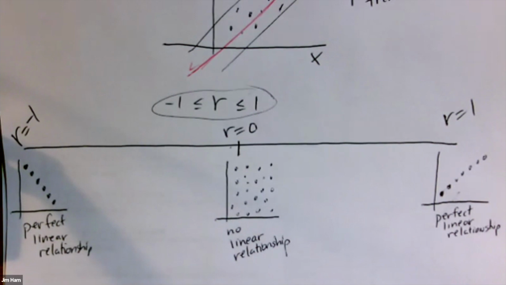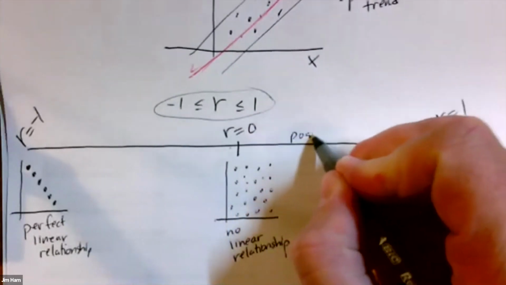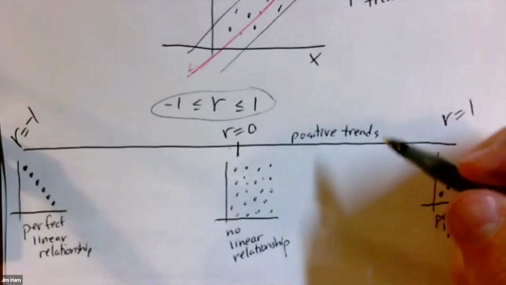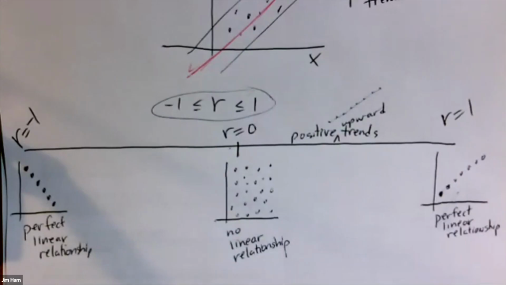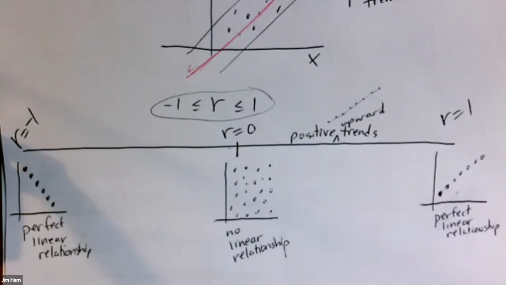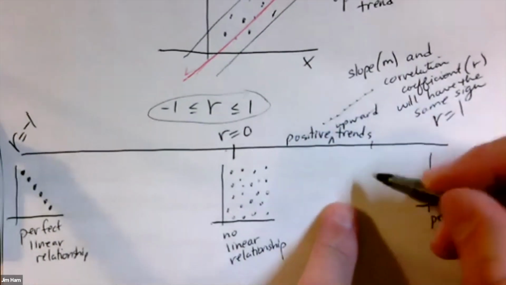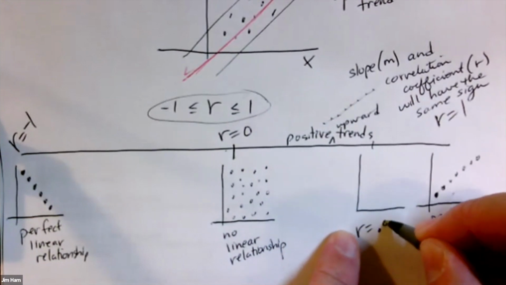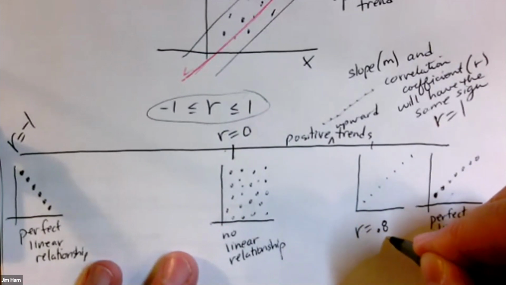Okay, so the numbers between 0 and 1 would indicate positive trends, and what that means is that you've got an upward trend. The correlation coefficient, if positive, would suggest an upward trend, and that's the same thing the slope does. If the slope is positive, you're going to have an upward trend. So the slope and the correlation coefficient will have the same sign. All right, so let me draw maybe r equals 0.8. It's going to be an upward trend because the correlation coefficient is positive.